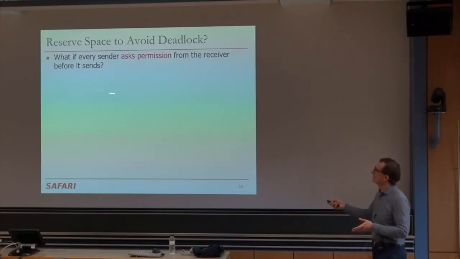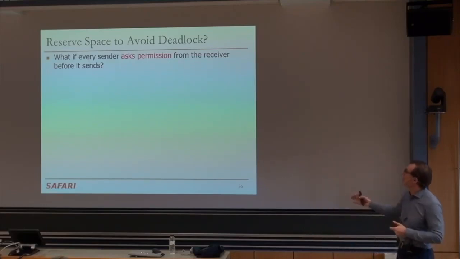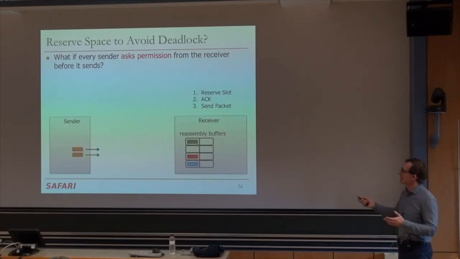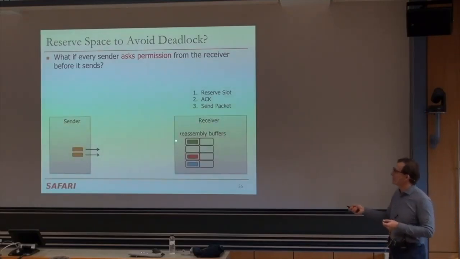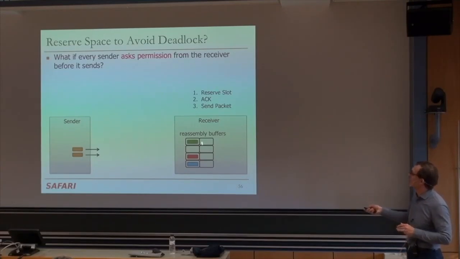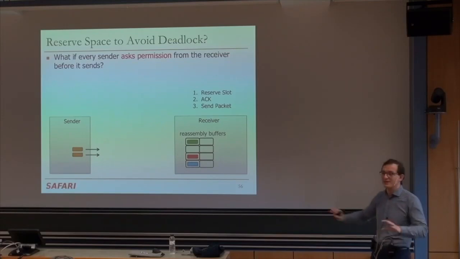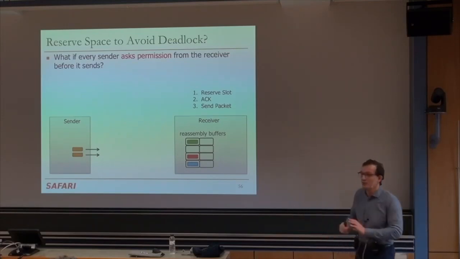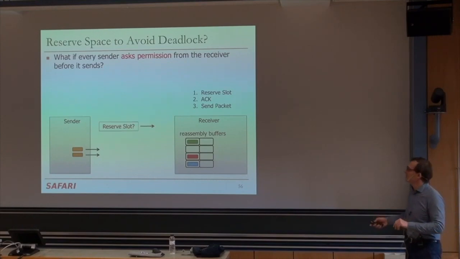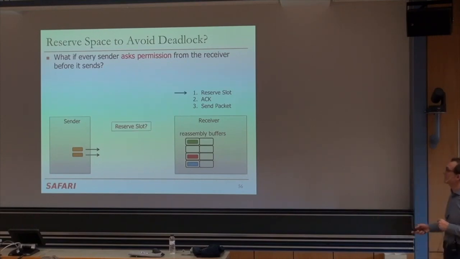So let's assume, what if you want to ask permission from the receiver before you send a packet. Every sender does that. So the idea is you have some reassembly buffers, limited. The sender first needs to reserve the slot, get the acknowledgement, and then send the packet. This way you guarantee that there's a reassembly buffer allocated for you before you send the packet into the network. It's very conservative, basically.